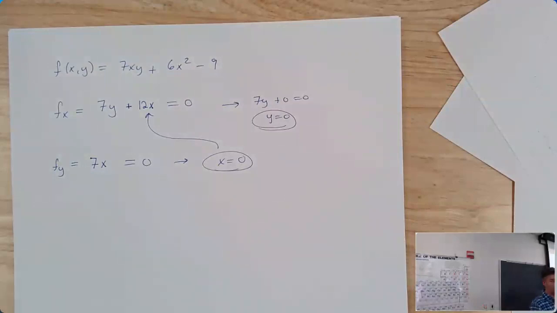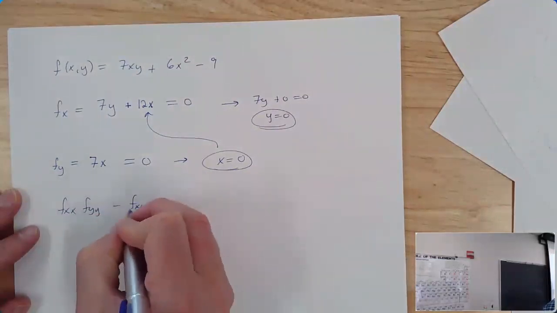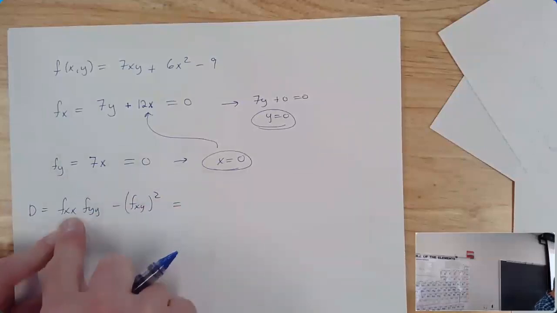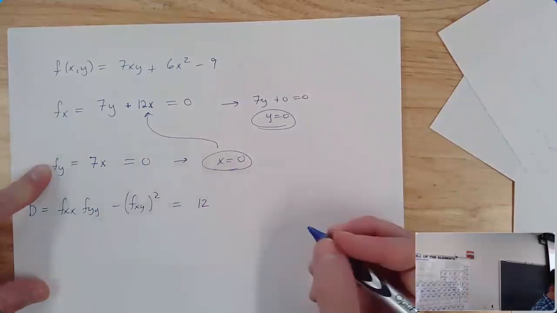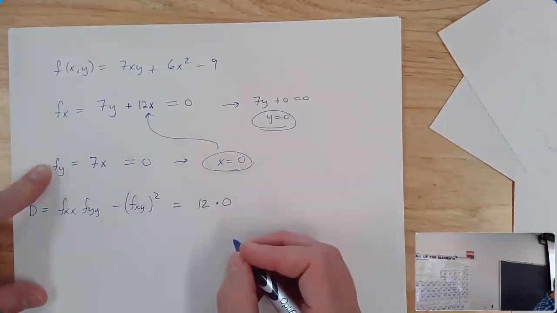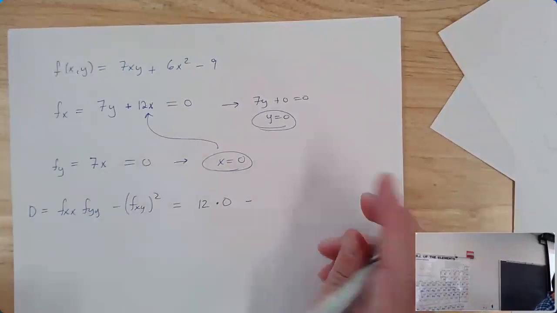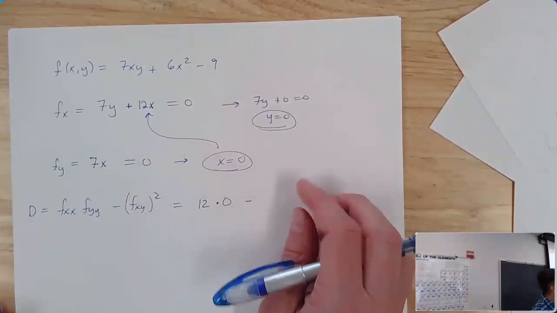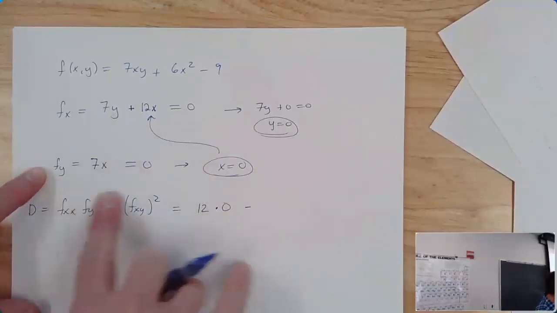Then we do the usual thing. We find fxx times fyy minus fxy, quantity squared. Probably not super exciting. Probably going to be just constants. fxx is 12. Ooh, fyy is what? 0. And then fxy is, is it 0, 12, or 7? Definitely 7, right? And also, if you weren't sure, you also check fyx. Oh, fyx is also 7.